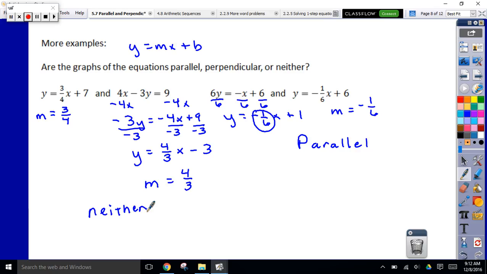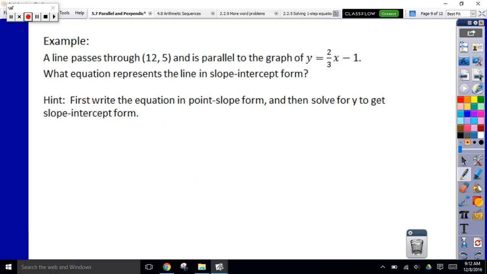Okay. This is the typical type of problem that you're going to see. A line passes through a certain point, in this case (12, 5), and is parallel to the graph of y equals 2/3 x minus 1. What equation represents the line in slope-intercept form? Okay, so if our line is parallel to the graph of this line, what does its slope have to be? Dan? It has to be 2/3. The slope has to be the same.